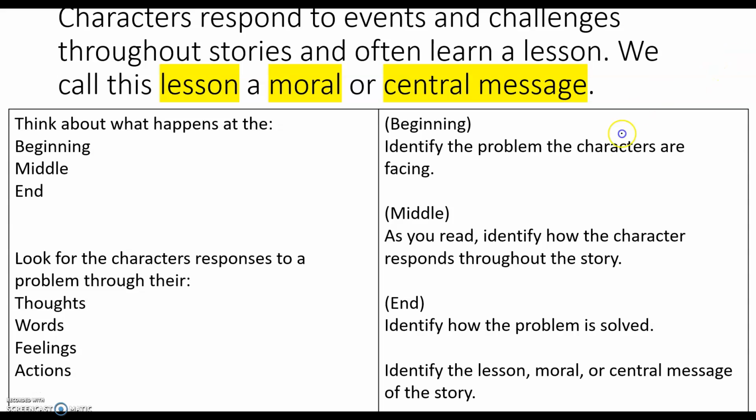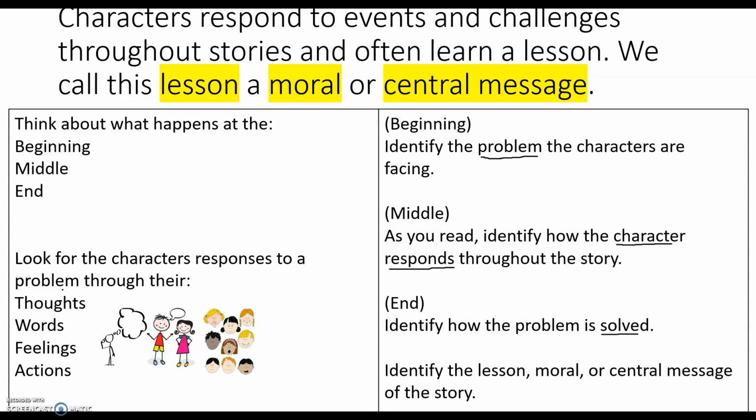So again, we're going to be looking at the beginning of the story. We'll look for the problem, and this is something you're used to doing. We'll look at the middle, so we'll look at how the character or characters respond through the story. And then at the end, we'll look at the solution, how the problem is solved. Then we'll be able to identify the central message. So again, we'll look for the beginning, the middle, and the end. We'll look at those characters' thoughts, words, feelings, and actions throughout the story.